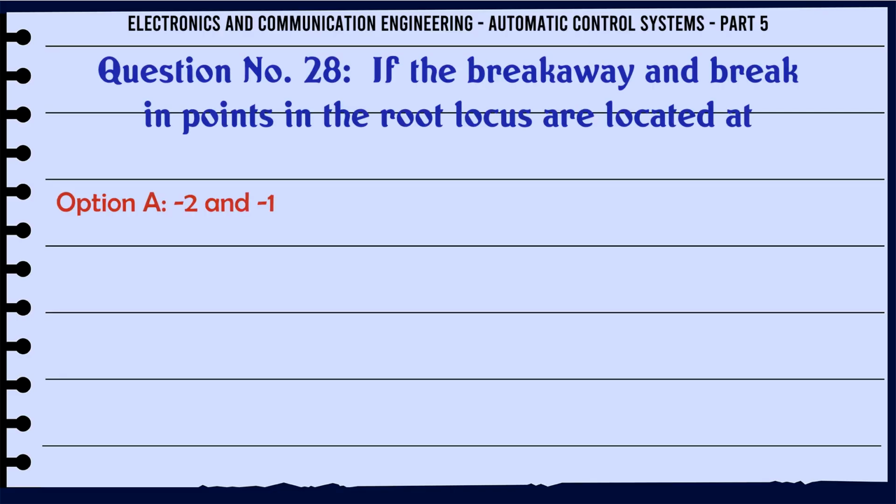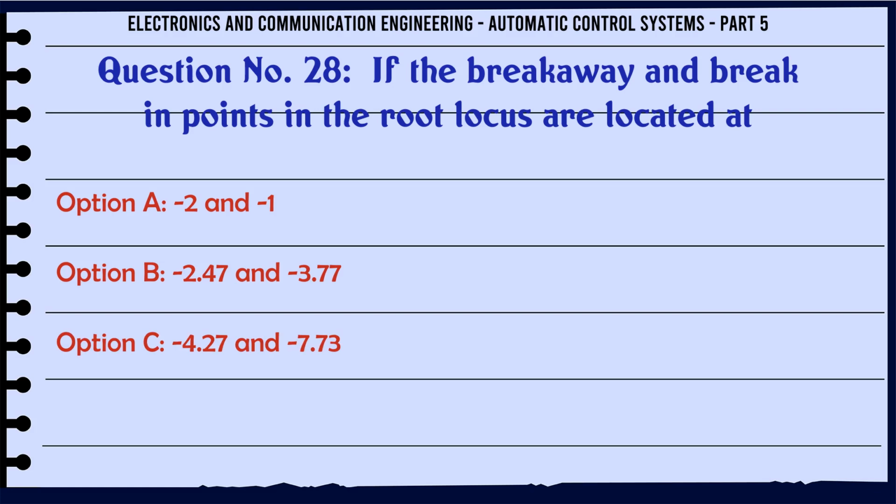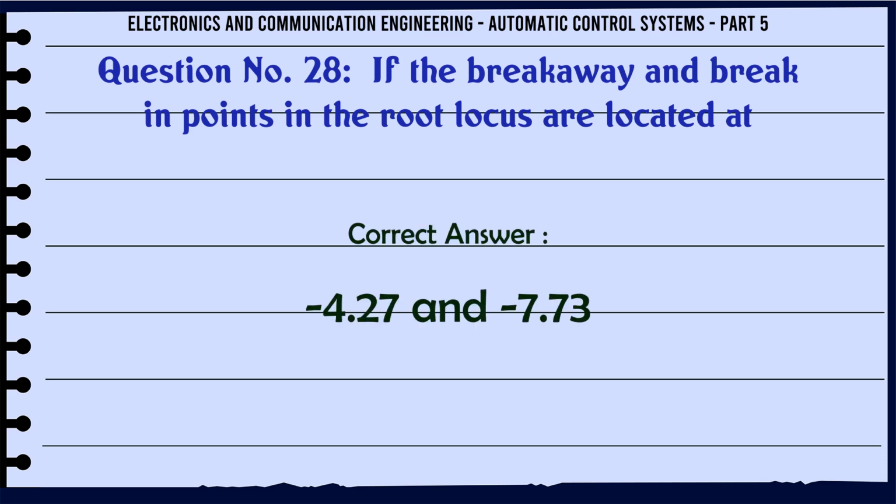If the breakaway and break-in points in the root locus are located at A. −2 and −1, B. −2.47 and −3.77, C. −4.27 and −7.73, D. None of the above. The correct answer is −4.27 and −7.73.